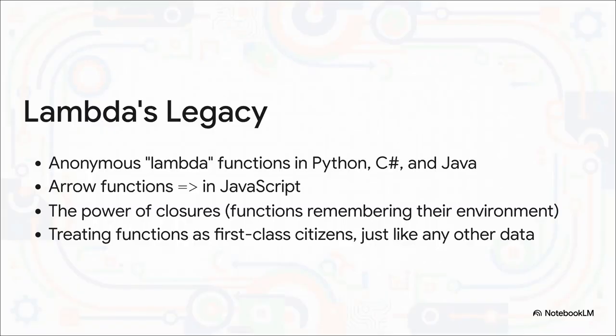Seriously, every time a Python developer writes a Lambda or a JavaScript developer uses an arrow function, they are using this paper's core idea. The superpower of closures, functions that remember where they came from, that's possible because this paper helped prove that functions could be treated just like any other piece of data. These aren't just features, they're direct descendants of this 1976 method.